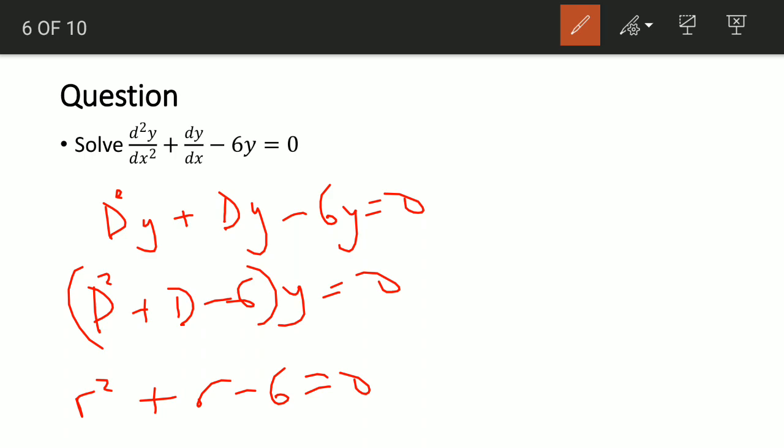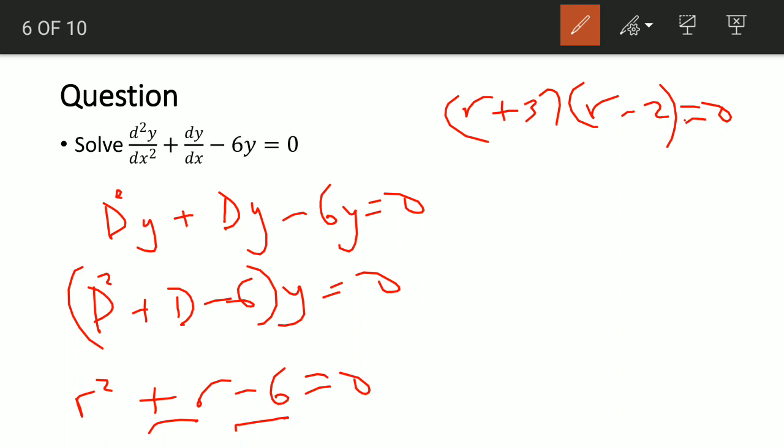Solving this quadratic equation, we look for two numbers that multiply to give minus 6, but when they add, you get plus 1. The numbers I can think of are r plus 3 and r minus 2. That's because 3 times minus 2 is minus 6 and 3 minus 2 is 1. So from this, the solution to this characteristic equation is r1 is minus 3 and r2 is equal to 2. Remember what we say our general solution to this equation is.